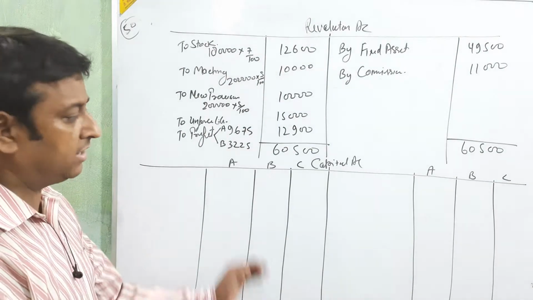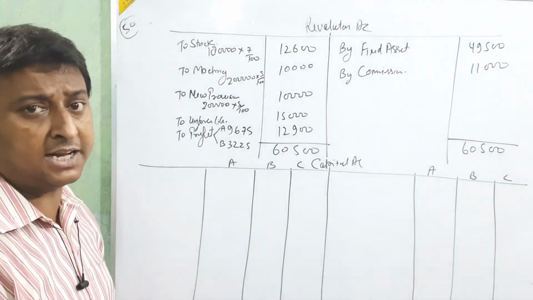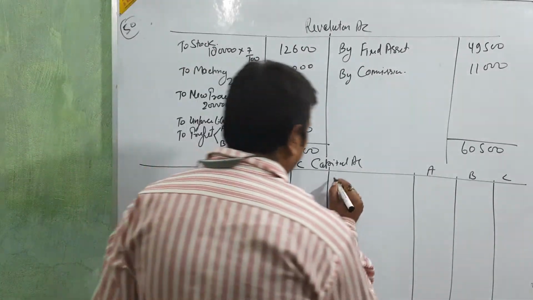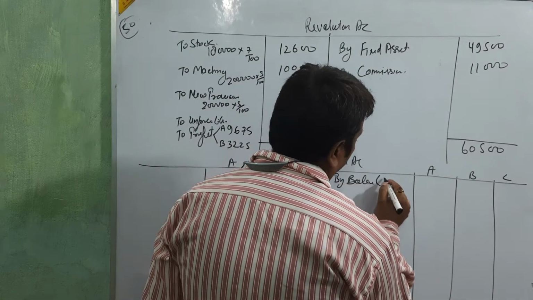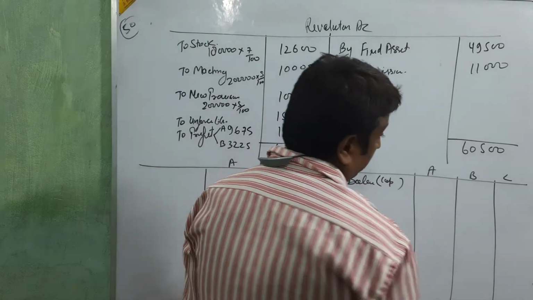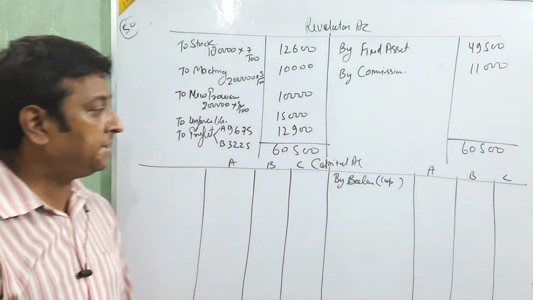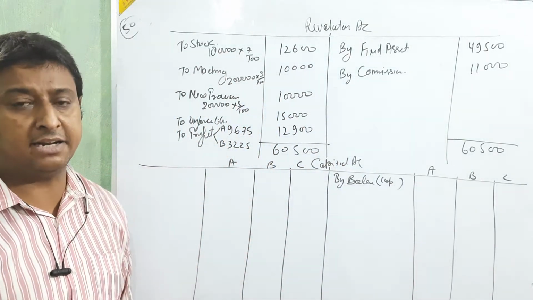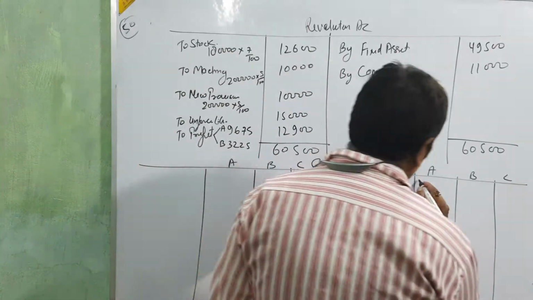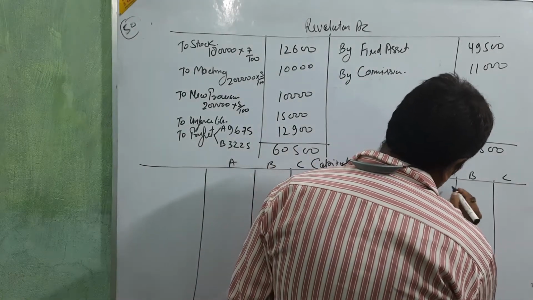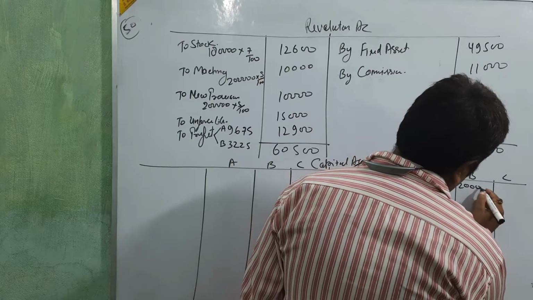Okay. Now we are going to start posting. First we are going to post the opening balance. By balance is what? It's capital. Just see in the balance sheet: capital of A and B. 4 lakh and 2 lakh, beta. Okay.